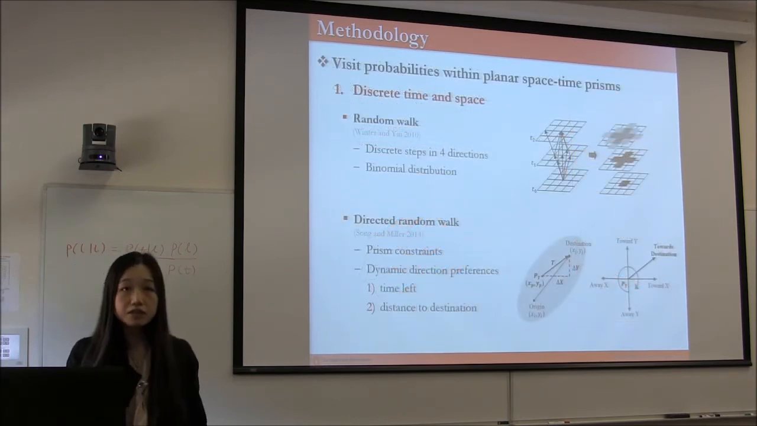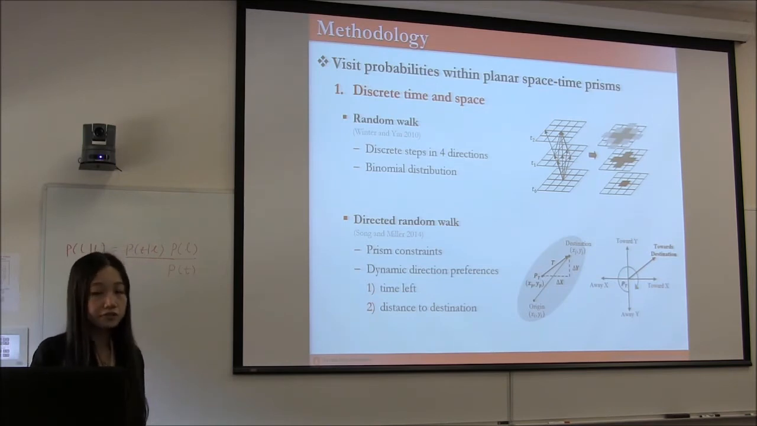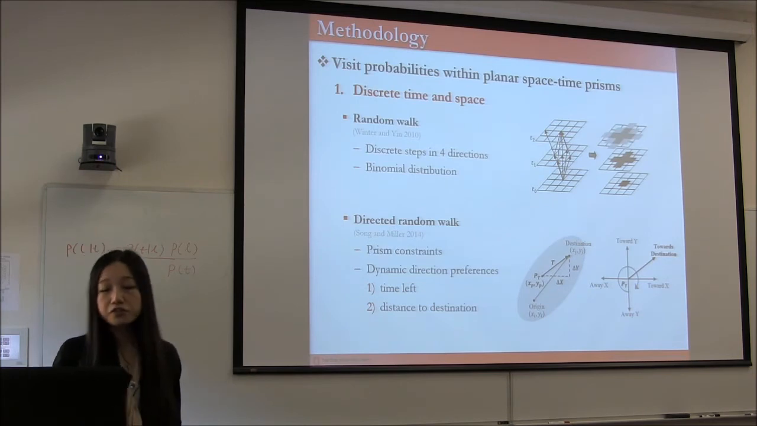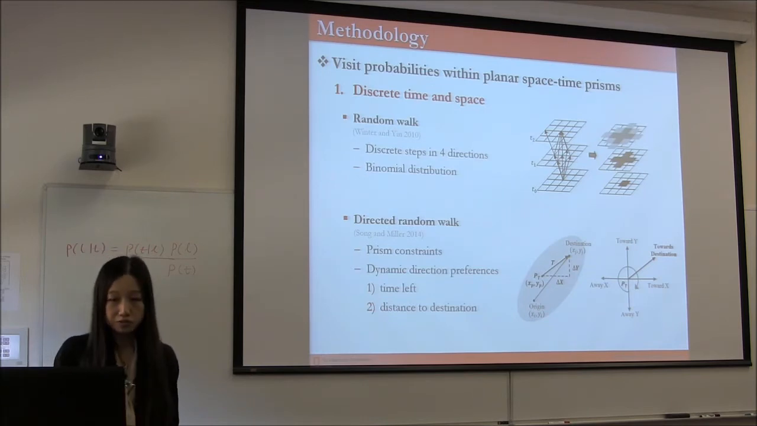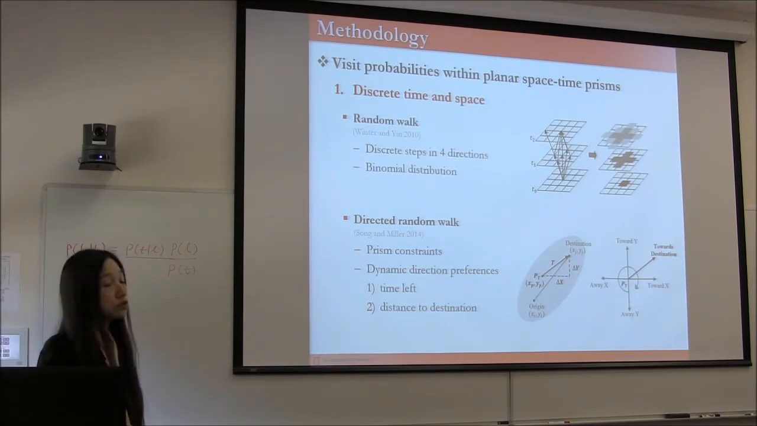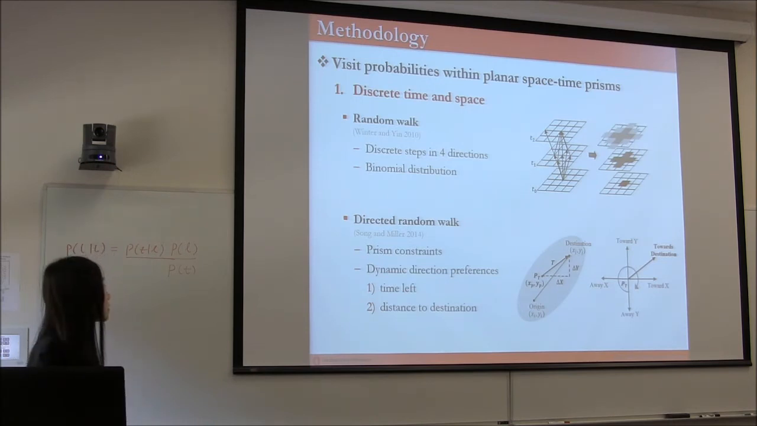Okay, given these fundamental constructions of accessible locations, we are going to model the visit probabilities. The first thing we look at is the discrete-time planar space-time prism, which means no network restriction. The method we use is random walk, which is for discrete time and discrete step.